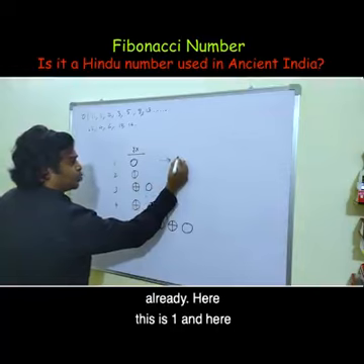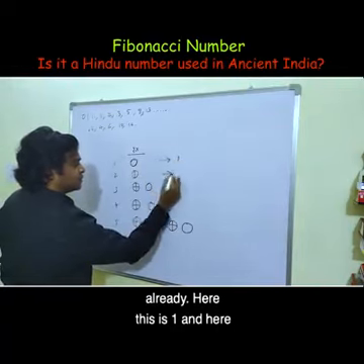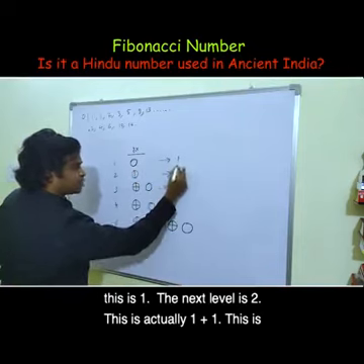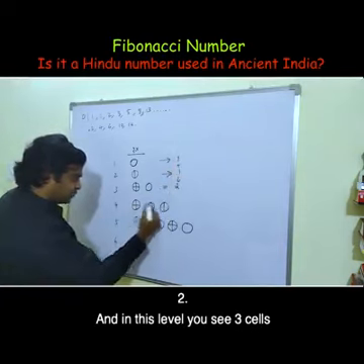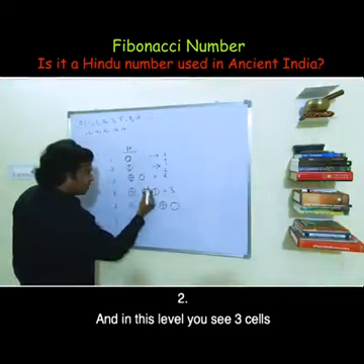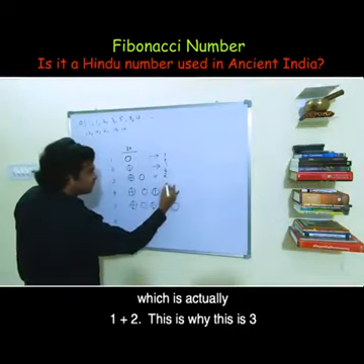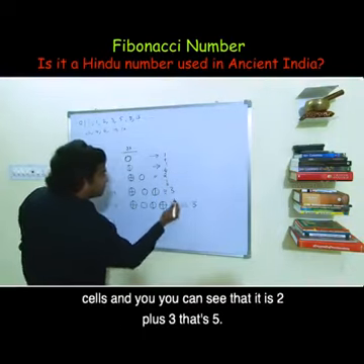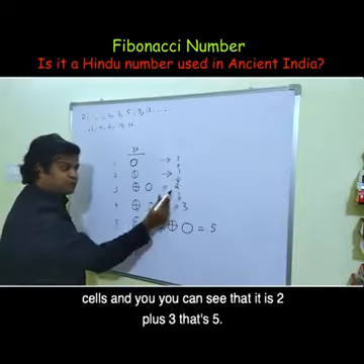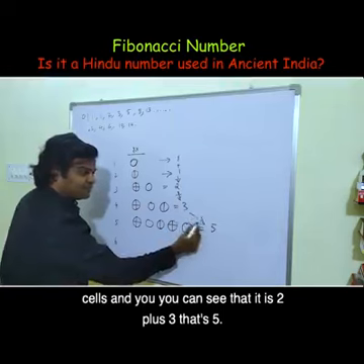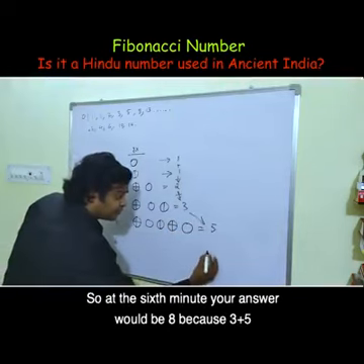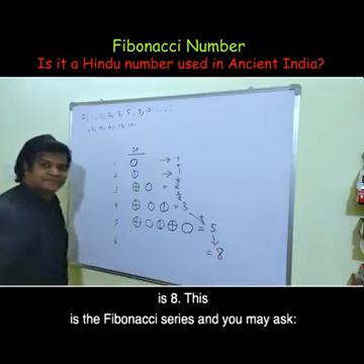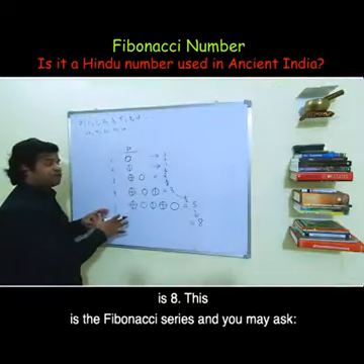Here, this is 1, and here, this is 1. The next level is 2. This is actually 1 plus 1. This is 2. And this level is, you see 3 cells, which is actually 1 plus 2. This is why this is 3. And at this level, you can see there are a total of 5 cells, and you can see that it is 2 plus 3. That's 5. So at the 6th minute, your answer would be 8 because 3 plus 5 is 8. This is the Fibonacci series.